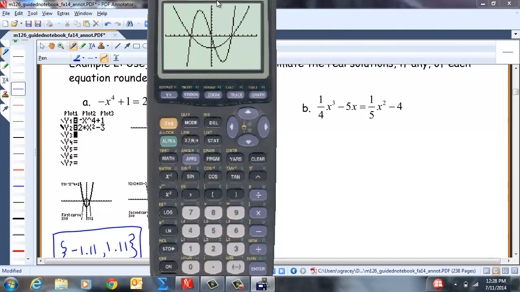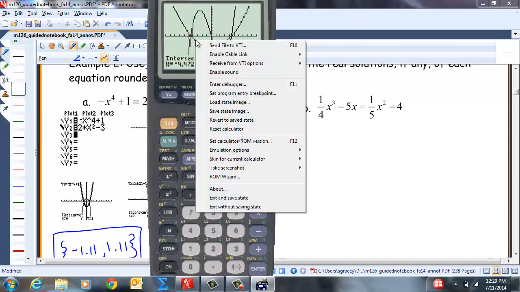Okay, so it looks like, do you guys see we're going to have 1, 2, 3 intersection points on this one. So let's start with the leftmost. So again, we're going to second, calculate, intersect, and I'm going to cursor all the way over here because we want to be nearby our intersection points. So I'll go to this here. That was our first one. Here's our second one. And here's our intersection point.